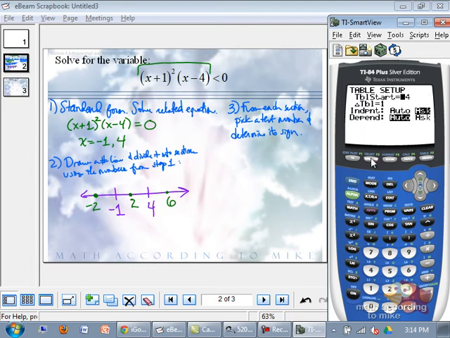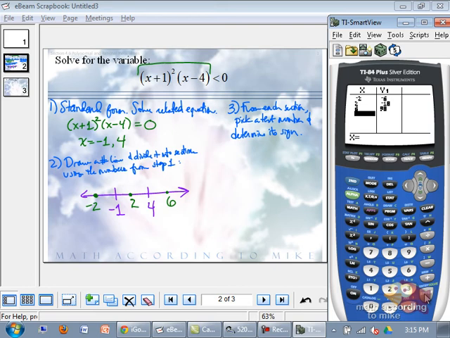Go back to second table set. Make sure that independent is on ask. Dependent is on auto. So now, if you go to second table, you may have some numbers there like I do. Just hit delete to clear them out. And now we're just going to type in -2, enter, 2, enter, 6, enter. The reason we have those is because those are test numbers. We don't care about the numbers, we only care about the sign.